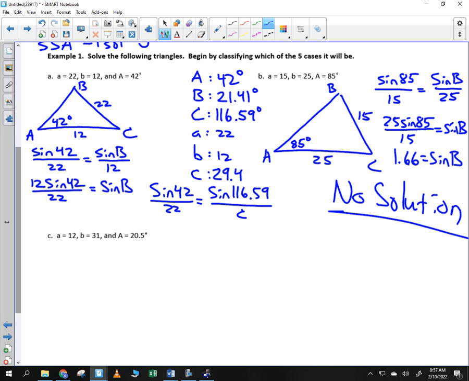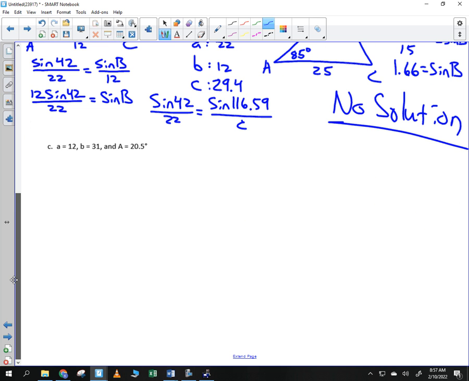So on your test, you could have a problem like that, where you don't have to find any of the rest of the sides or angles. You just write no solution, you're done. You like that one? All right, let's try our last example.